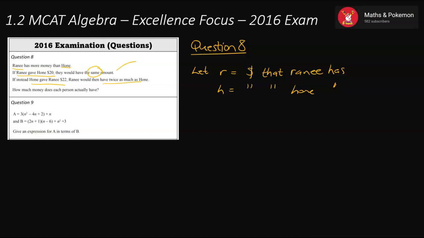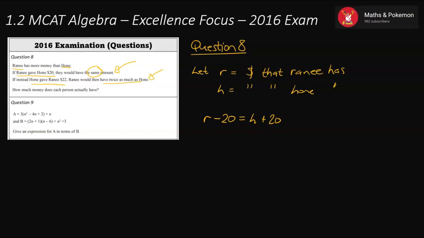So focusing on the first one, if Rane gave Hone $20. What that is saying is Rane, his starting amount is R, and we're going to take away 20 because he gave someone else $20, so he's 20 less. Same as the equals, and that's Hone, and Hone receives that $20. So this here is basically the $20 going from Rane to Hone. So that's our first equation that we can look at.